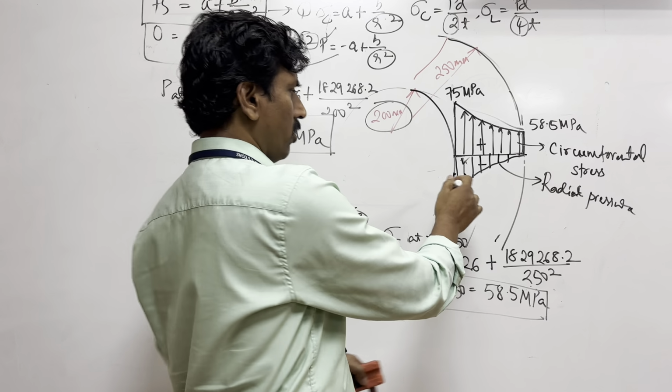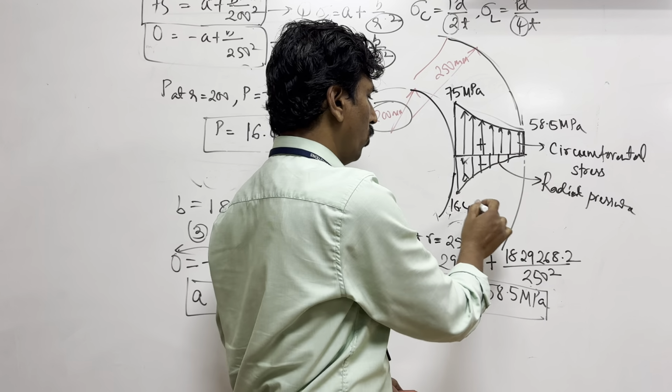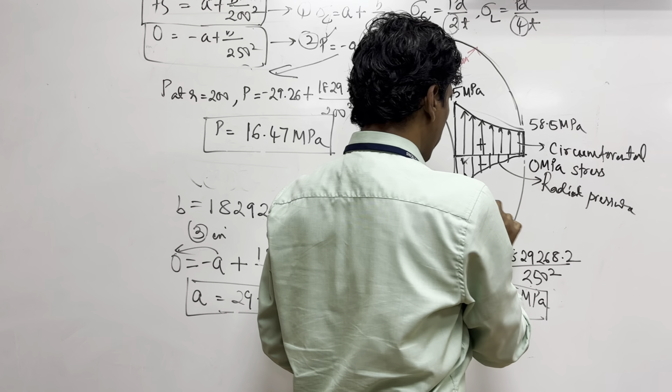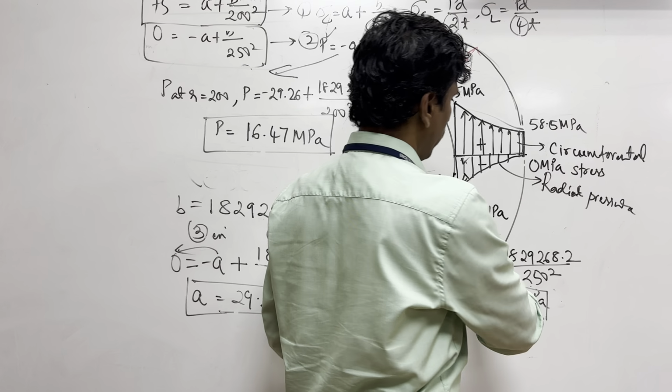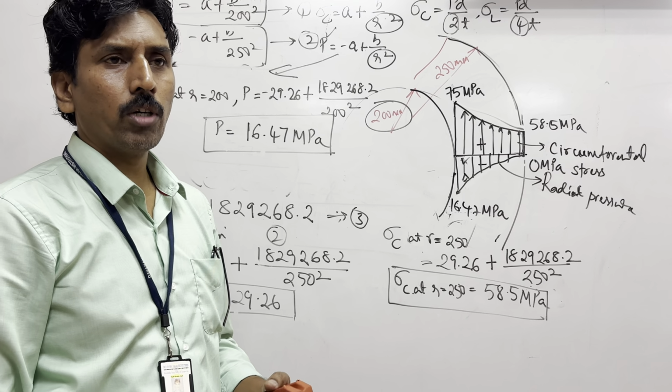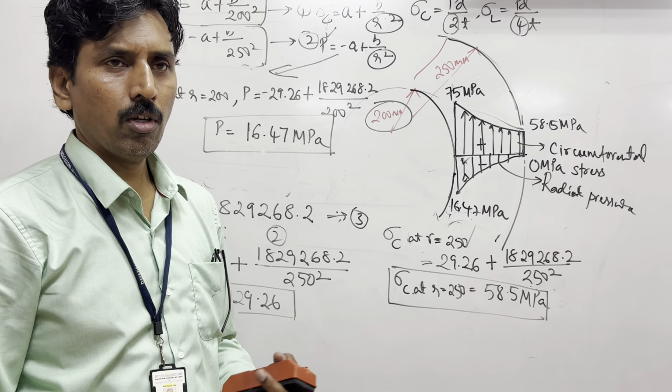I think people just look at how you have drawn it. What is the value here? It is 0 MPa here, and 16.47 MPa here. That's it. If you complete up to this point, you get around 10 to 12 marks.